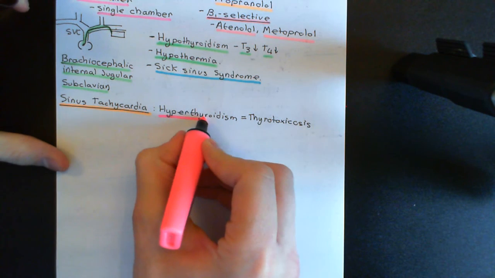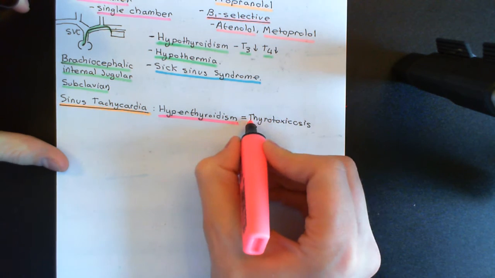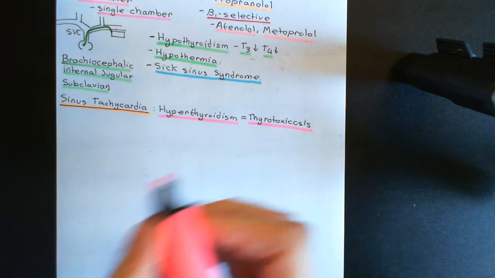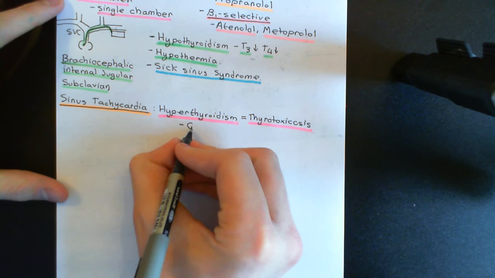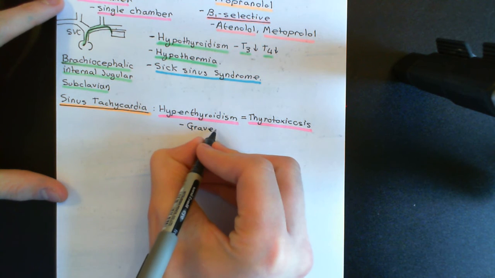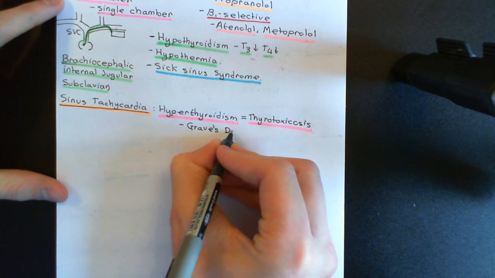Okay, and the major cause of hyperthyroidism is Graves' disease, where you have an autoimmune response which produces antibodies to the thyroid stimulating hormone receptor on the tissue of the thyroid gland, and this then activates those thyroid gland cells to produce T3 and T4 at far too high levels. Okay, so Graves' disease is the major cause of hyperthyroidism, which I'll just add on there.